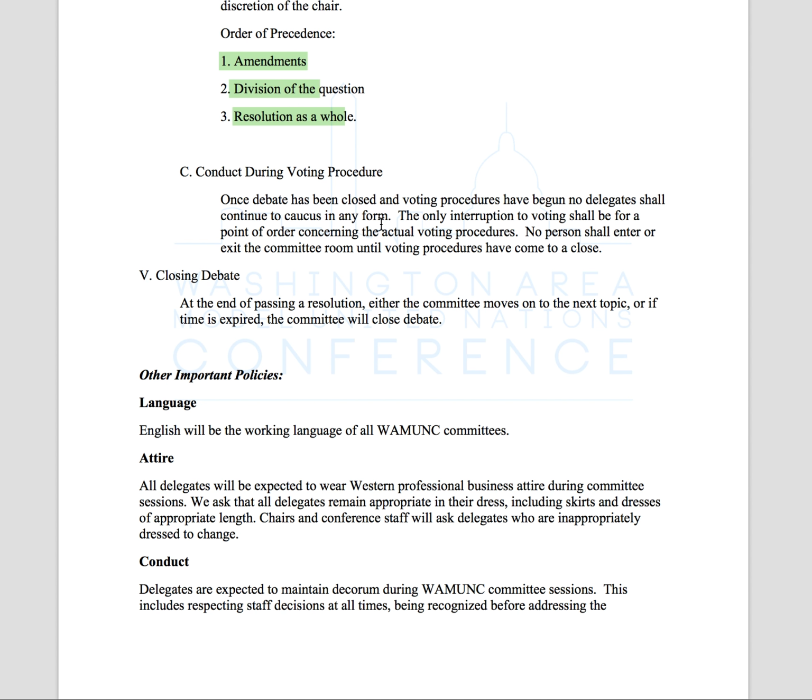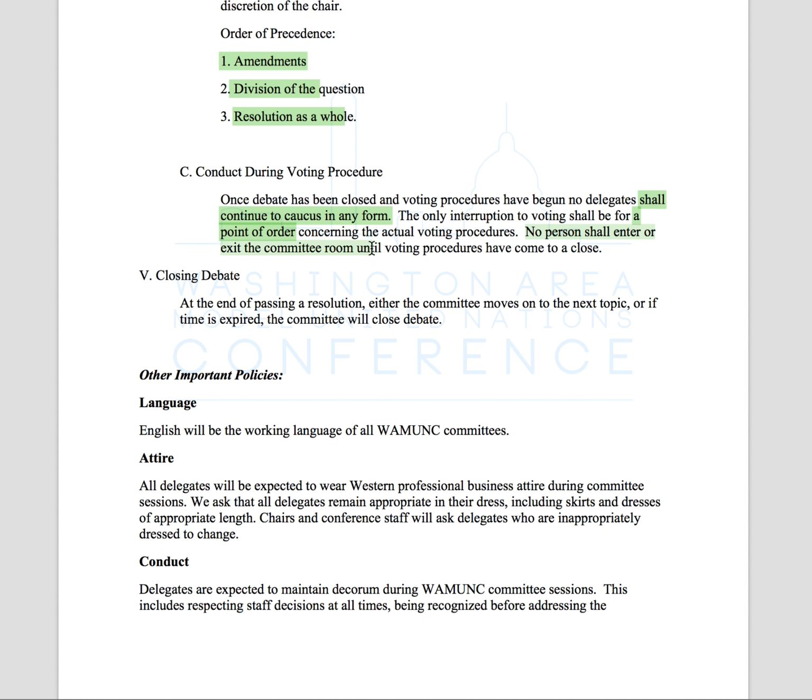So conduct during voting procedure. Once voting procedures have begun, you cannot caucus in any form. You can't talk with other people. You can't send notes to other people. None of that. Otherwise, you'll be kicked out of the room. And the only interruption to voting will be for a point of order concerning the actual voting procedure. So if you motion for a point of order, if you have a question or an issue about the actual voting procedure, then you can interrupt. But honestly, you probably won't, so it'll be fine. But otherwise, you cannot interrupt the voting procedure.